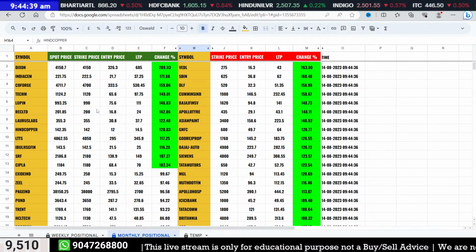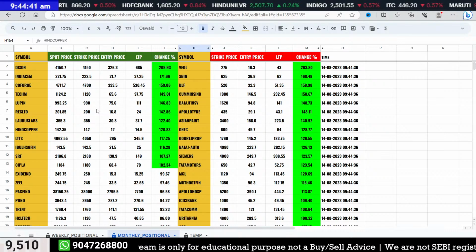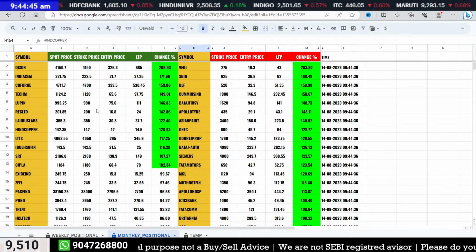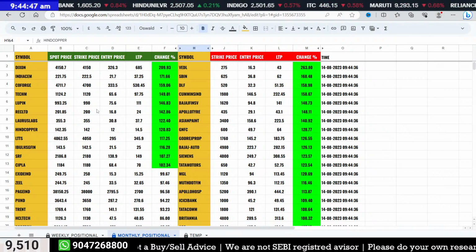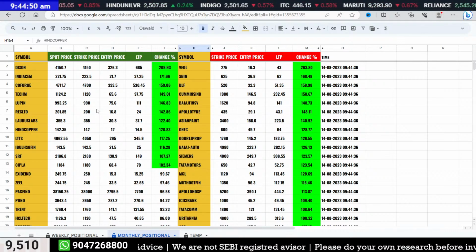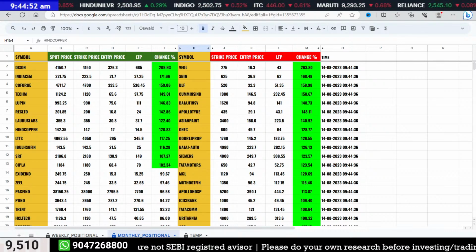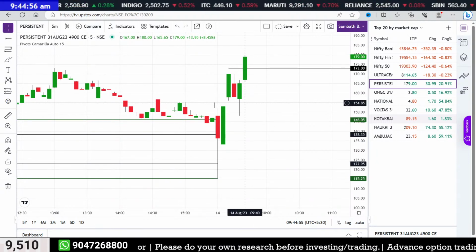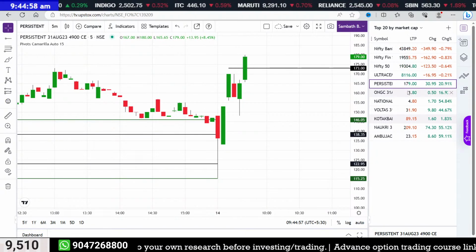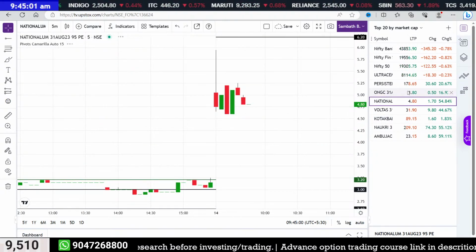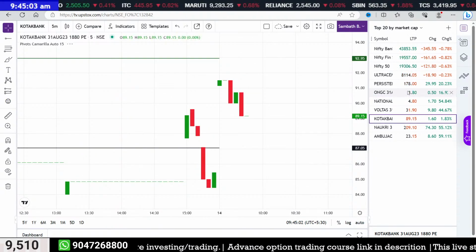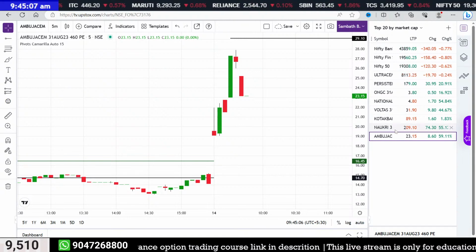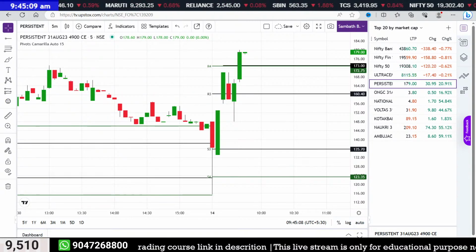Exide is the previous entry. Zeel targeted already. PI Industries and Trent, looking for a call side. 178, slightly moving. So what are the options which are looking for a breakout? But the only one we find is Persistent. Now it is 179. Okay, that's good.